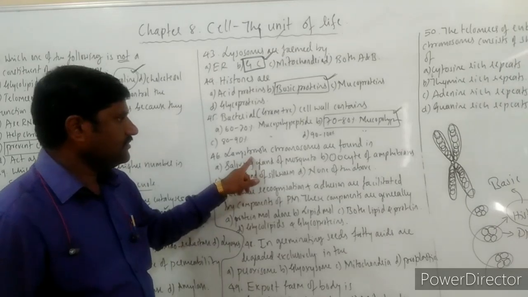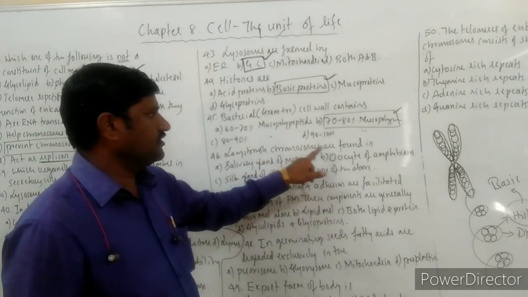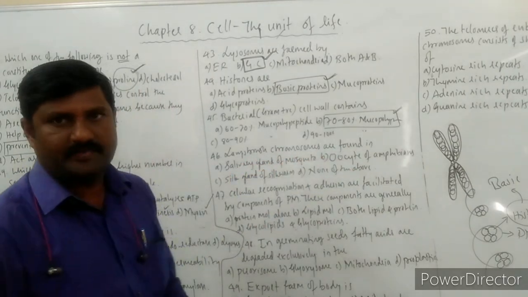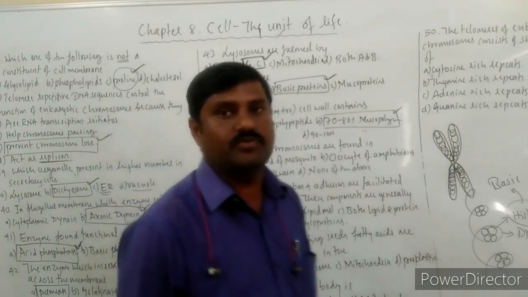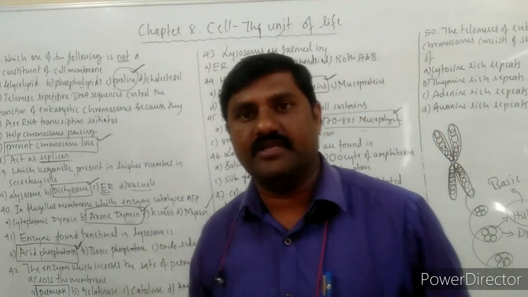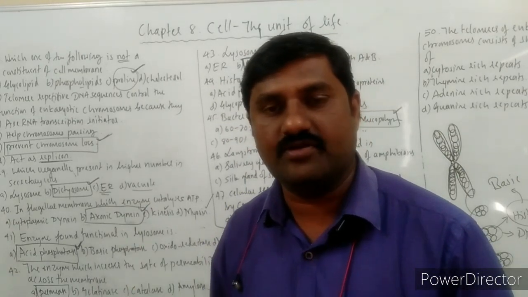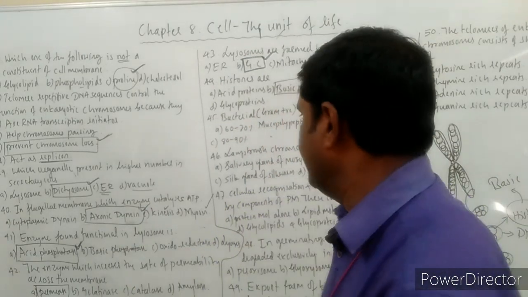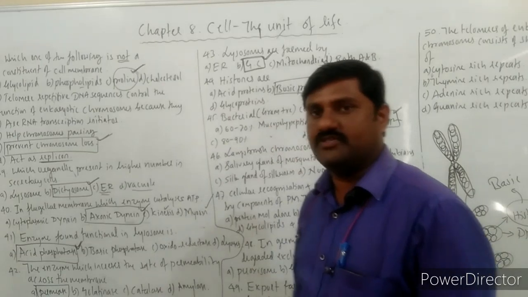Next one. Lampbrush chromosomes are found in. Already you know what lampbrush chromosomes are and where they are available. They are a kind of giant chromosome, you know it better. Right? Let us see the options over here.